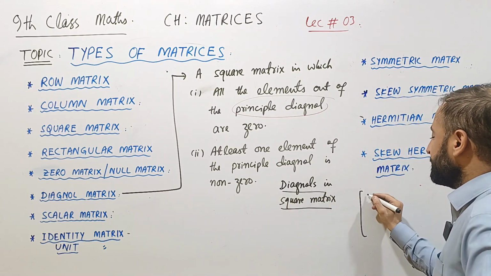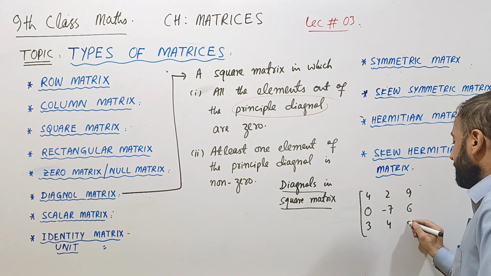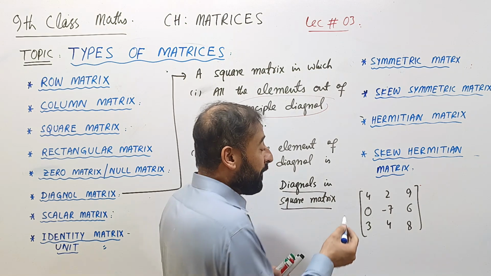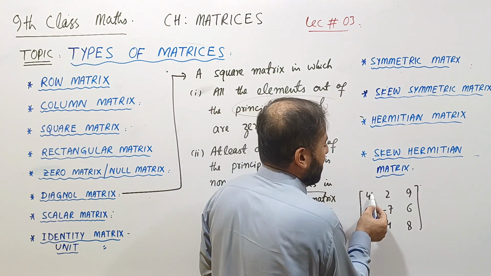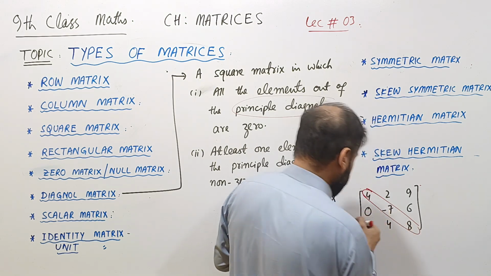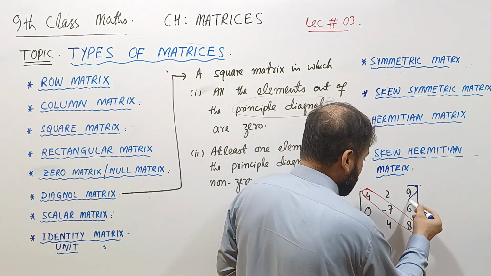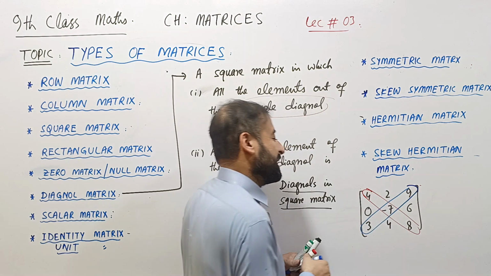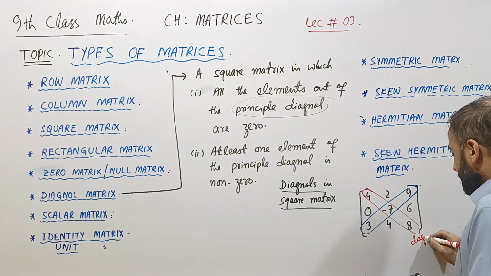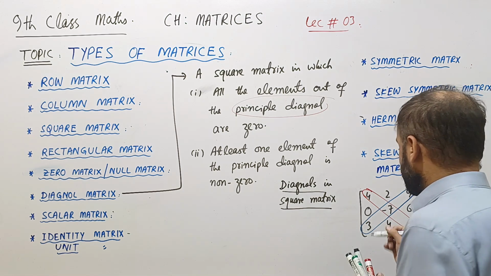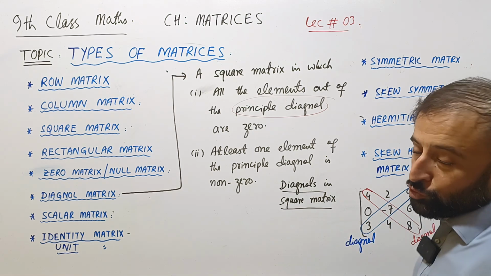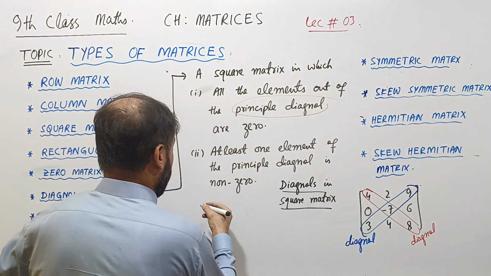Like this is a matrix. This is a square matrix, corner to opposite corner. So if you have a square matrix, then it is possible to have diagonals in that matrix. Corner to opposite corner. Similarly, corner to opposite corner. These are called diagonals. This is a diagonal. This is a diagonal. So diagonals can't be made in rectangular matrices.